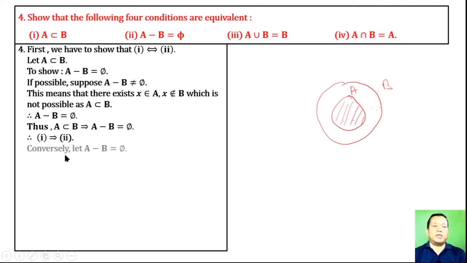Conversely, let Roman number 2 hold, we have to prove Roman number 1. Suppose conversely, let A minus B is phi, it is given. To show A is a subset of B.